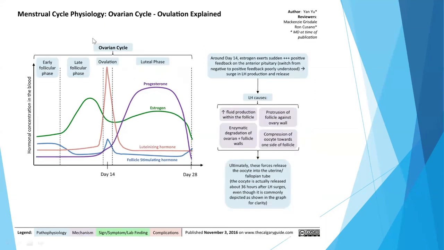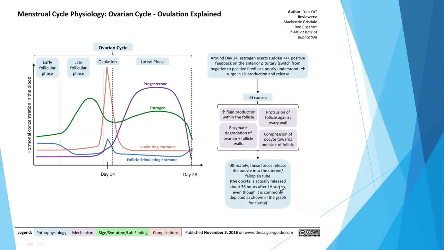So again, here we have the ovarian cycle, the ovulation. How does ovulation actually occur? So around day 14, the estrogen exerts sudden, very high positive feedback on the anterior pituitary, and it causes a surge in the LH production and release. And this LH causes increased fluid production within the follicle and protrusion of the follicle against the ovary wall. And then ultimately these forces release the oocyte into the uterine or fallopian tube.